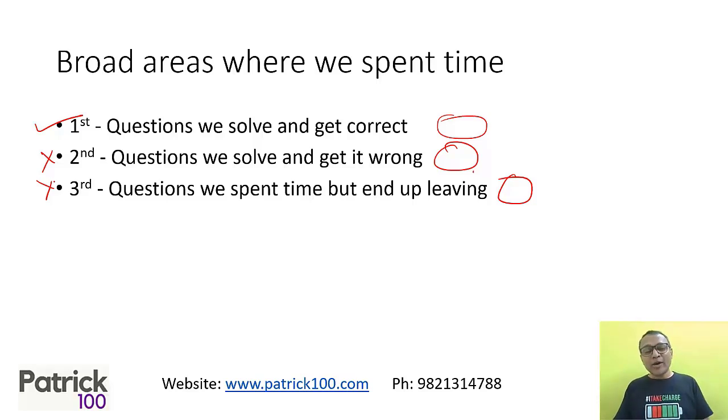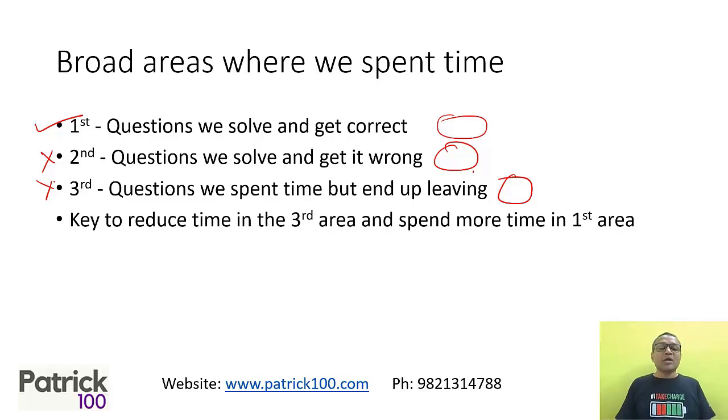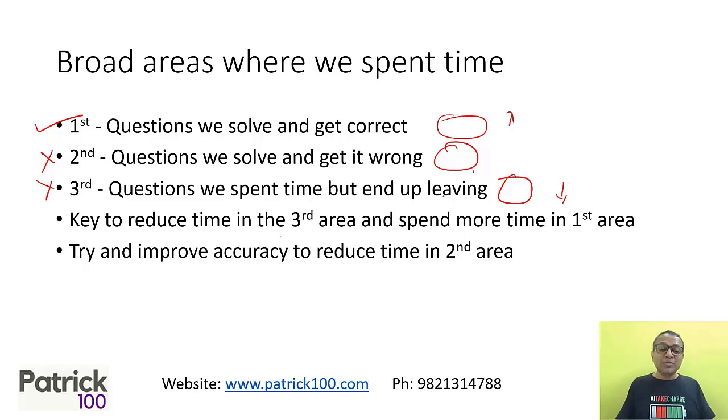Okay, let's look at how you analyze this and how you save time. The key, if you want to really do well, is to reduce the time in the third area and increase the time in the first. So the focus is to spend less time on the questions that you leave and more time on the questions that you get correct. Which means you need to be able to identify difficult questions quickly.